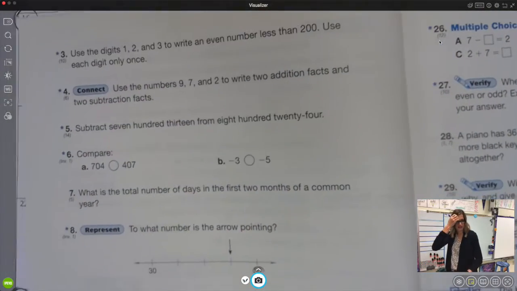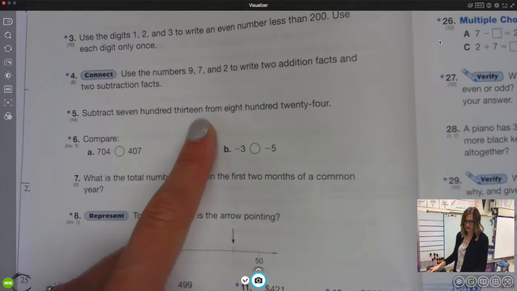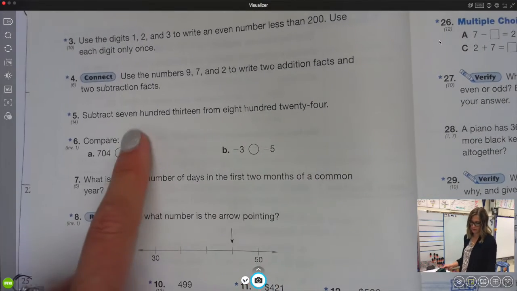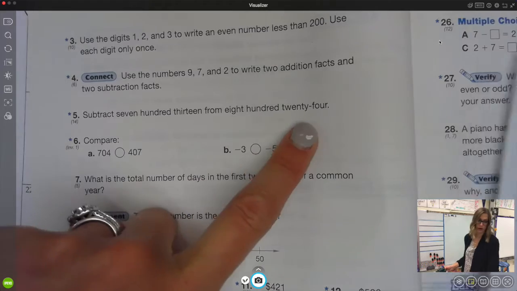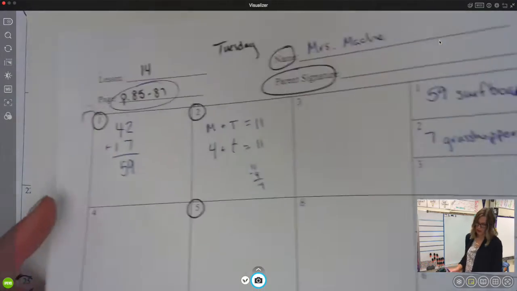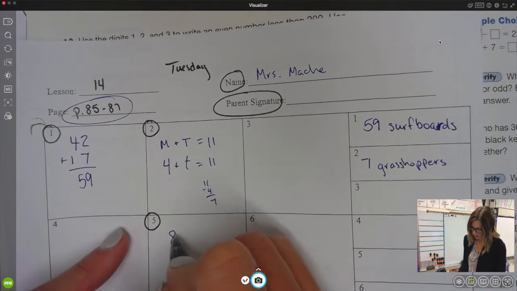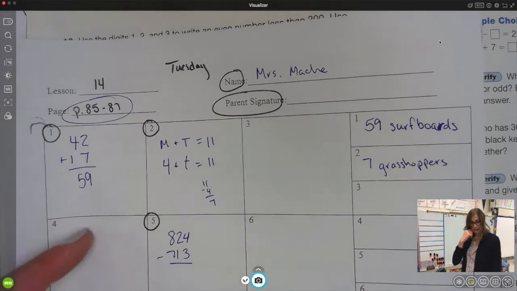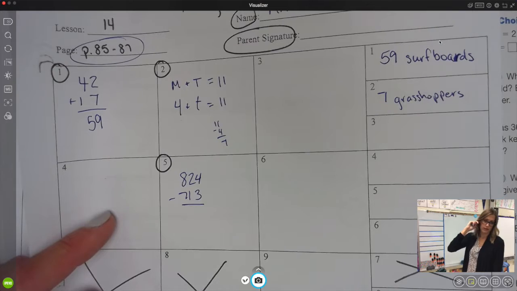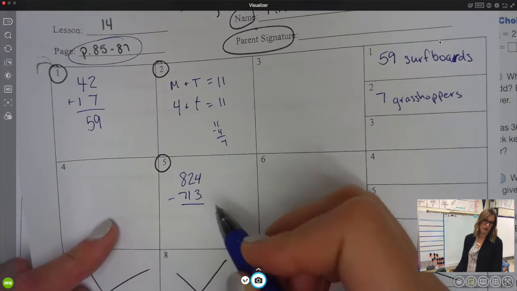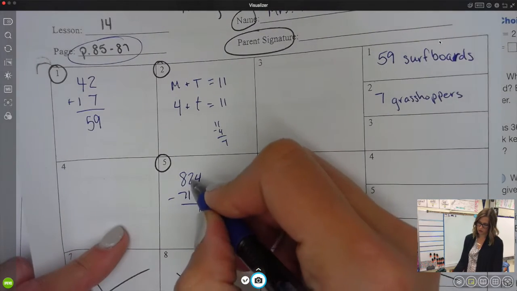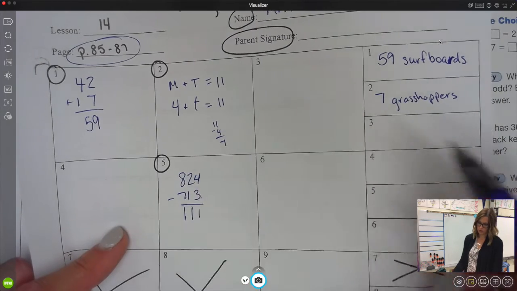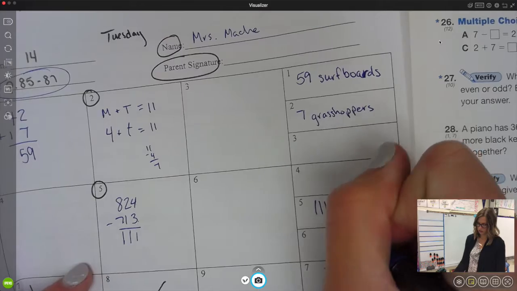Number 5 says subtract 713 from 824. So our bigger number has got to go first. So what's bigger, 713 or 824? 824. So 824 goes first, minus 713. All right, then just subtract. 4 minus 3 is 1. 2 minus 1 is 1. 8 minus 7 is 1. So we get 111.